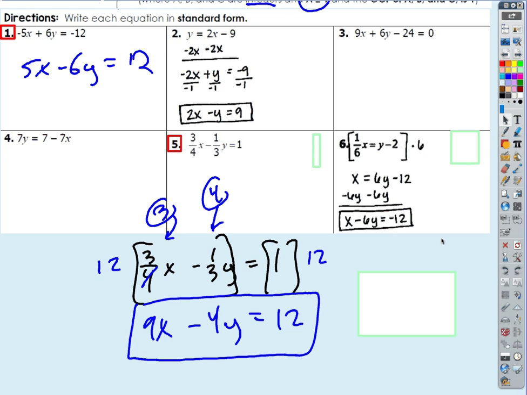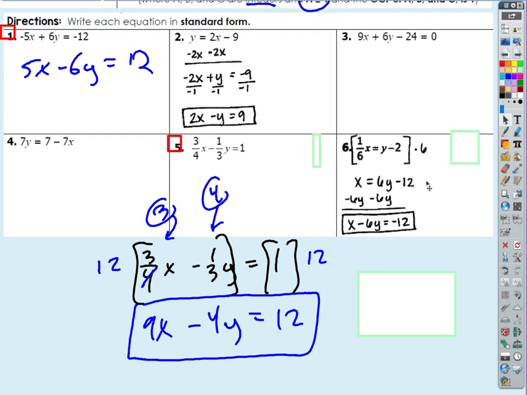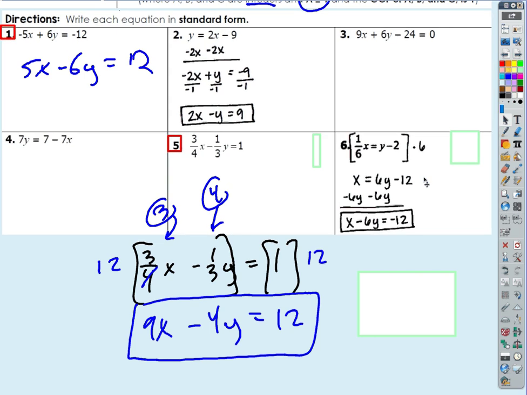Okay, no big deal. Wait, on that one, why is it negative? Because I'm distributing the 6 to a y minus 2. Well, yeah, it will stay negative, right? Because when I distribute the 6 on the left side, I'm just going to get an x. When I distribute the 6 on the right side of the equation, I'm going to get a 6y minus 12, right? Does that make sense? Yeah, right. The only coefficient that has to be positive is a.